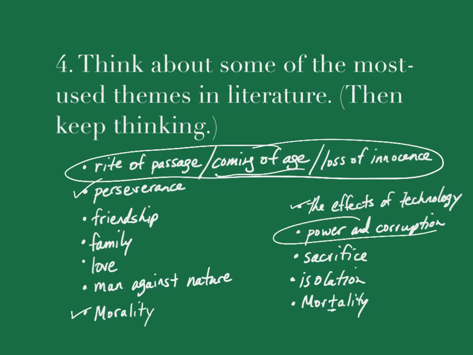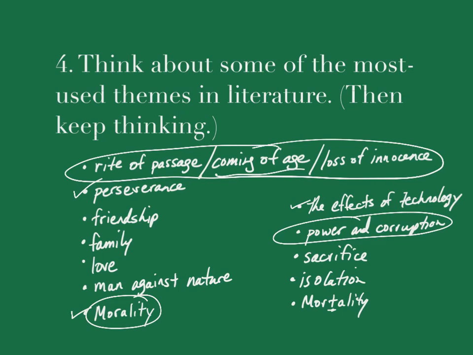Power and corruption, and the way those two things are tied together. How with power often comes corruption, or the desire for power. Sacrifice, someone sacrificing their own well-being for the good of others. That's a pretty classic theme. Isolation, when someone is isolated either emotionally, psychologically, or physically, and how they cope with that. And then there's mortality, which is different from morality. Morality is right and wrong. Mortality is understanding of death. So it's the concept of death and coming to grips with the fact that we will all die. That's another classic theme of literature.